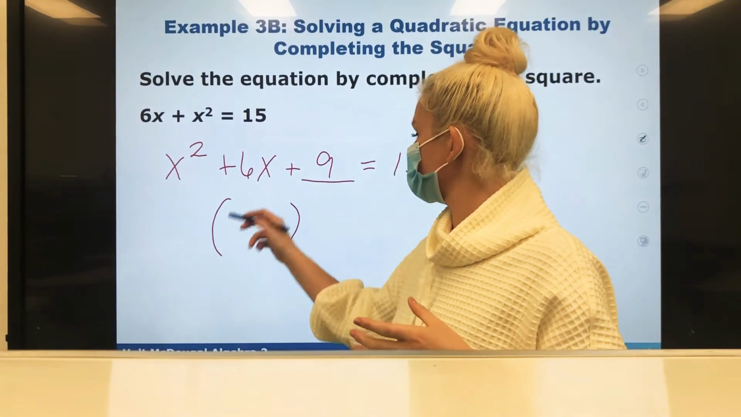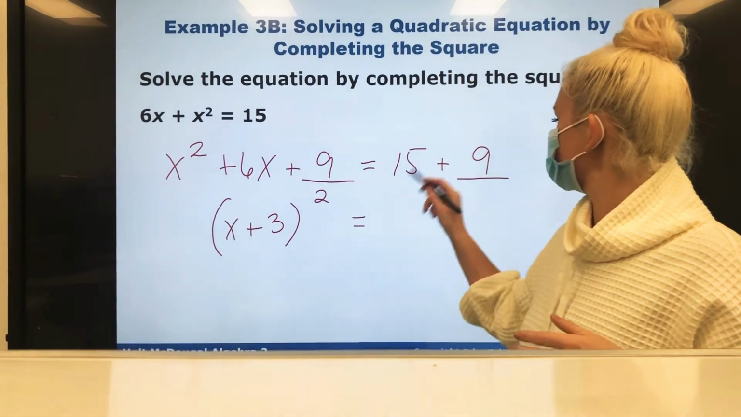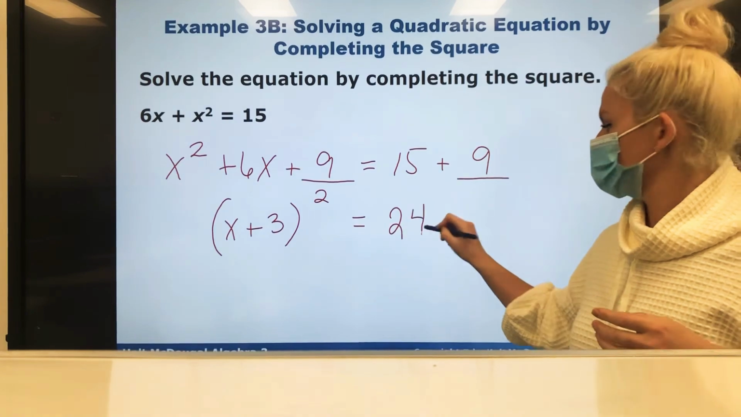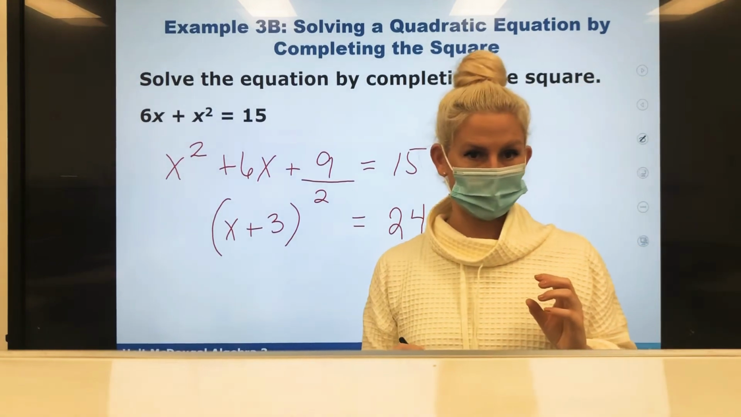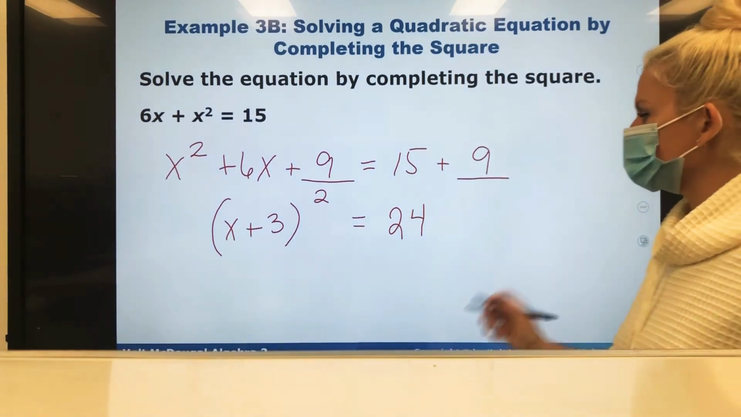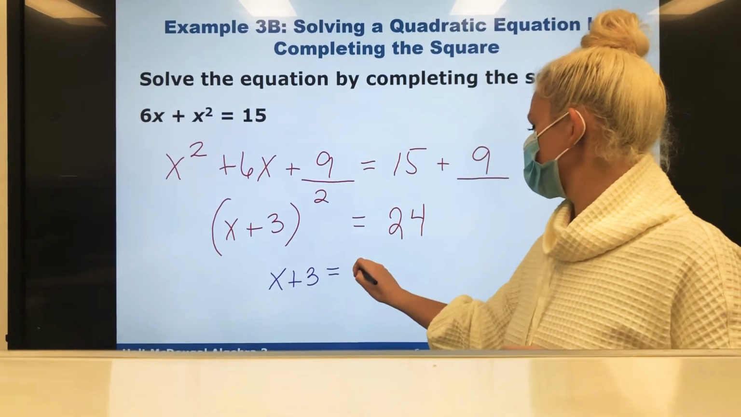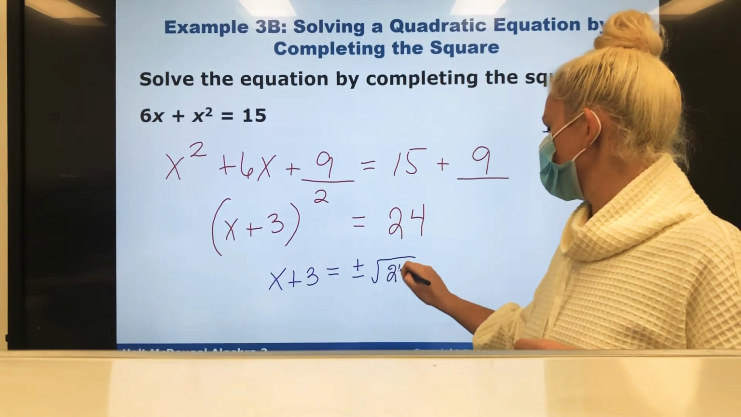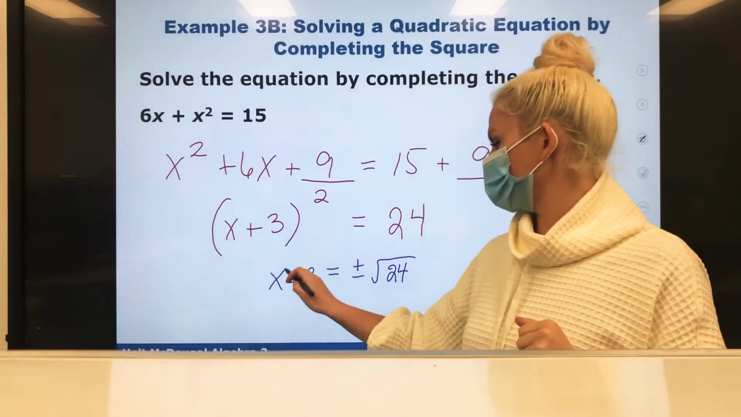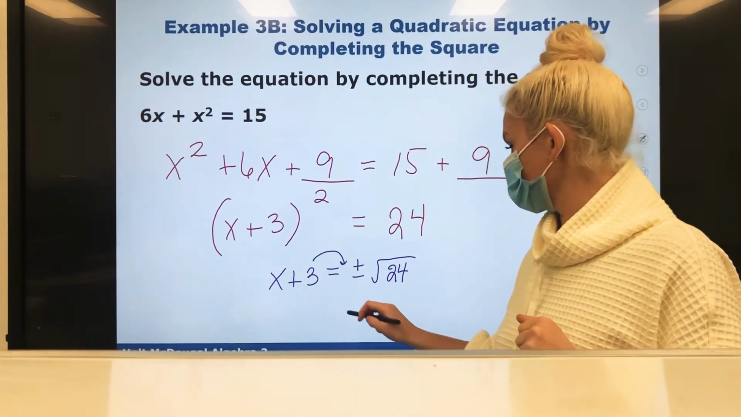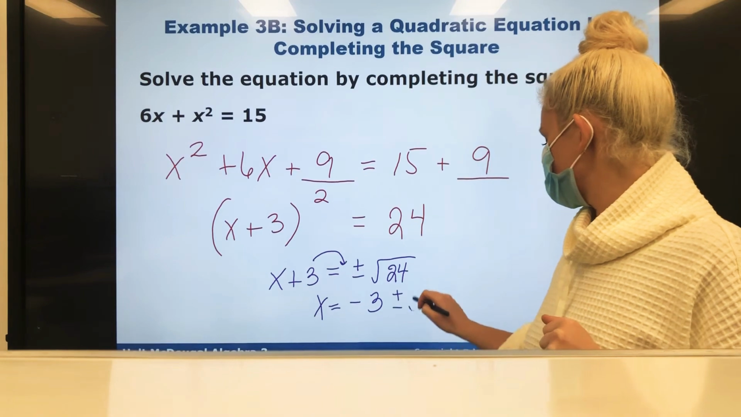This is going to factor. What is it going to be? It's going to be x plus 3 squared, x plus 3 times x plus 3, equals 24. So now look, what's going to happen here? You're not going to have a nice perfect square root there. So what do I have to do? I take the square root of both sides. So I have x plus 3 equals positive or negative the square root of 24, which we're going to have to simplify. Let's do that at the end. So again, I have to isolate my x, so I'm going to subtract 3. So I have x equals negative 3 plus or minus the square root of 24.